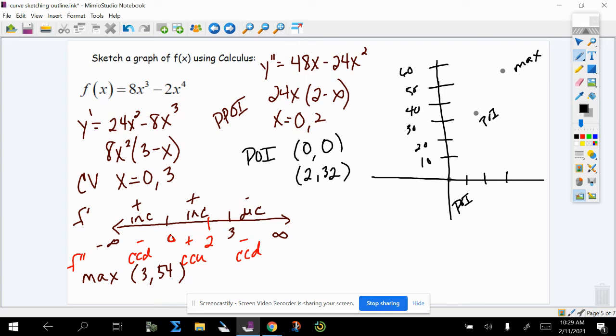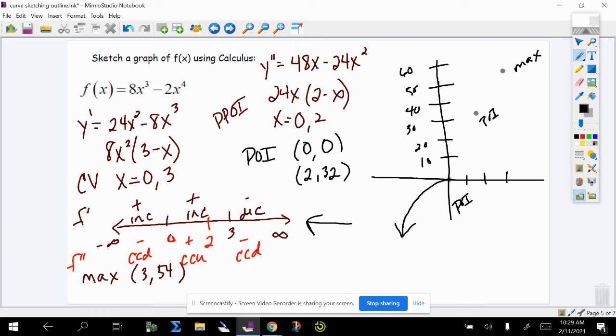So at the beginning of this graph, and you can look at this number chart or your different intervals, my graph starts off increasing and concave down. So the way I draw increasing and concave down is I draw an arc like that. It doesn't matter how steep you draw it. Again, this is a very rough sketch that just has accurate turning points and changing points.